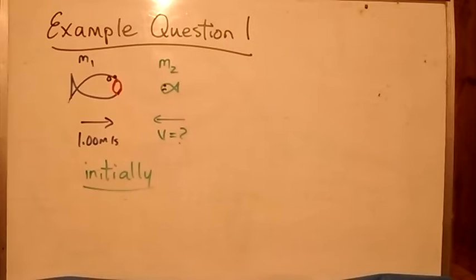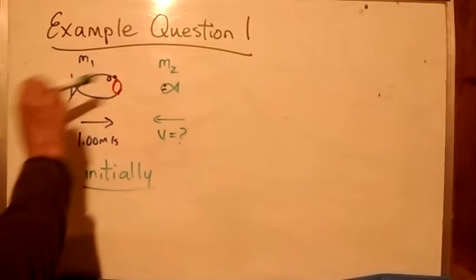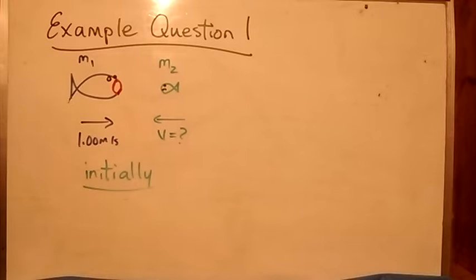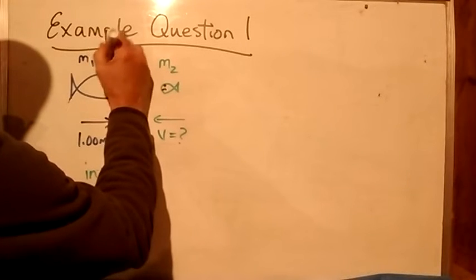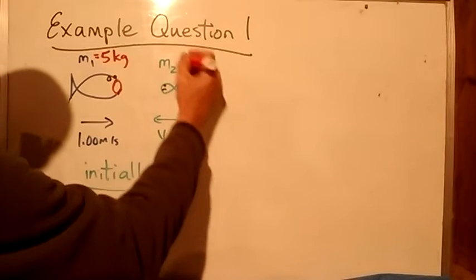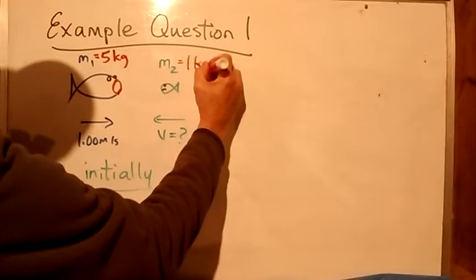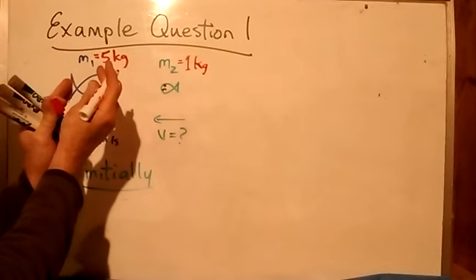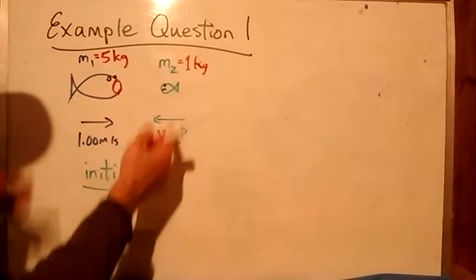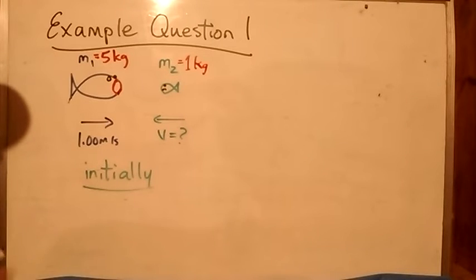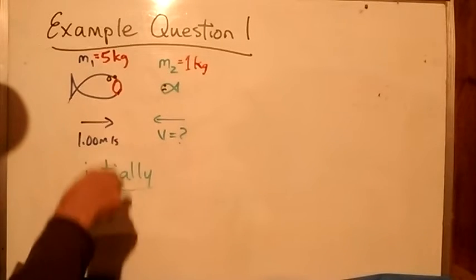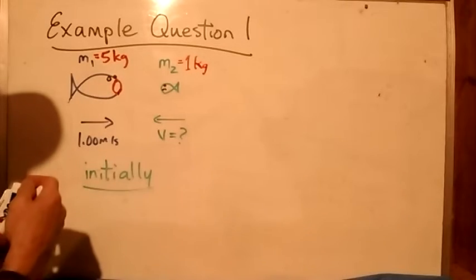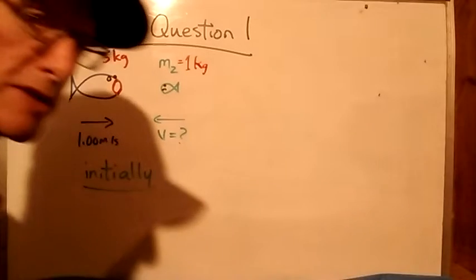In a diagram, we've got one fish, M1, traveling to the right at 1 meter per second. This fish is 5 kilograms, and this fish here is 1 kilogram. We don't know what its speed is. All we know is that the momentum after is 0, so it brings both of them to a stop. Initially, that's the situation we have. And finally, we have no momentum. They're both stopped. There's no velocity. So let's use the equation and find the answer.